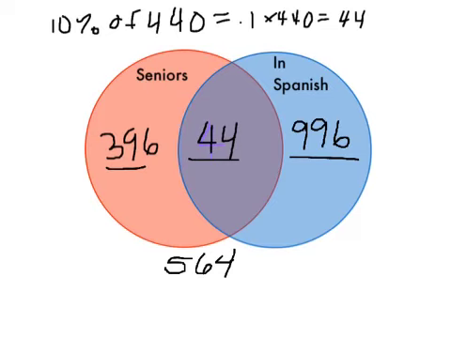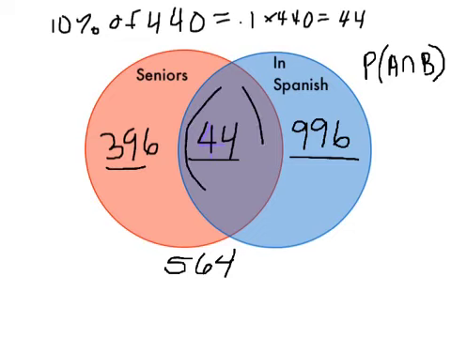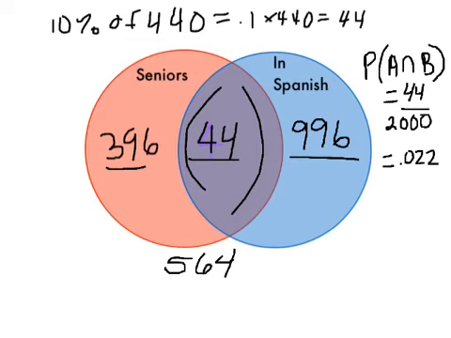Now, when it asks us what is the probability of both being a senior and being in Spanish, we can say, oh, we know this is the and section here, so it's just 44 out of 2,000. There's a common mistake that people make is that they think, oh, I'll just put 44. But remember, it's out of 2,000, which is 0.022, which is 2.2%.